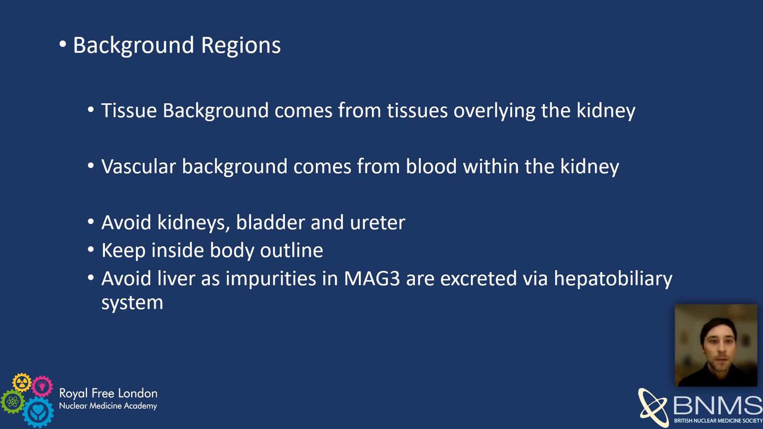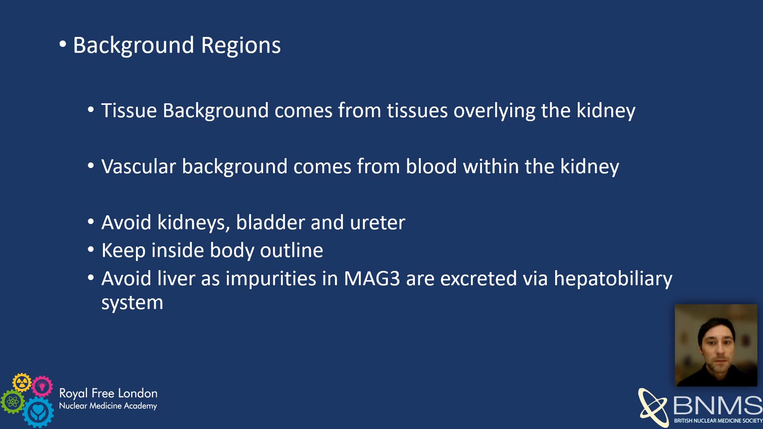The assumption is made that the count rates per pixel recorded in the background ROI are the same as in the background non-renal activity present in the renal ROI. Blood within the kidney contributes to the vascular background counts. This must be accurately subtracted by drawing appropriate ROIs. These should avoid the kidneys, bladder and ureter, as it could cause oversubtraction.